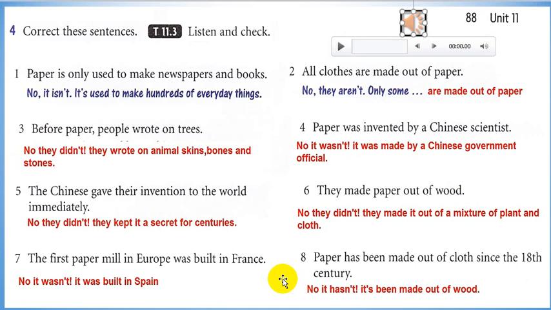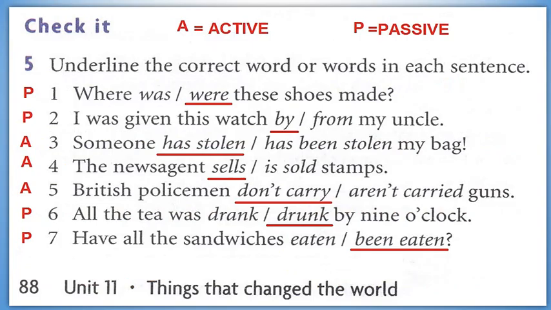As you heard, the solution of this exercise. Now, we come to another form of exercises on passive voice. لاحظ هنا underline the correct word or words in each sentence. اختار أو ضع خط تحت الاختيار الصحيح. I took the liberty وخليت لكم تحت خط الاختيار الصحيح، وحددنا الجمل اللي هي active و passive. أي active اللي هي جملة 3 4 5، passive sentences اللي هي 1 2 6 7 on page 88.